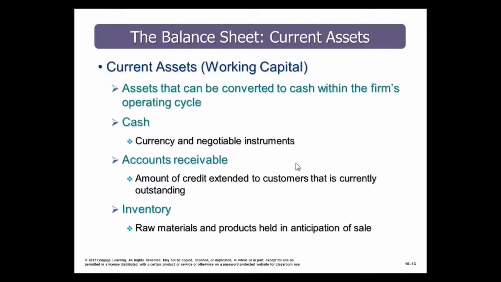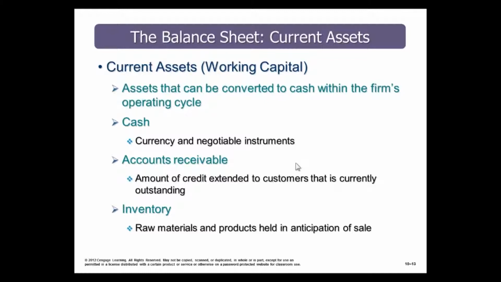All right, let's look at some definitions now. Assets that can be converted to cash within the firm's operating cycle are current assets. That's the way they're defined. And I want you to know something else. Recall in Chapter 22, we talked about net working capital. Net working capital we defined was current assets less current liabilities. Well, current assets then becomes our working capital. That's not the net working capital, but that's our total working capital.